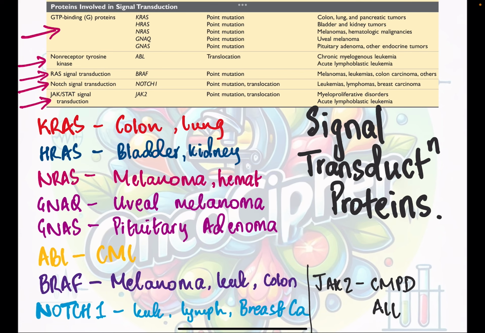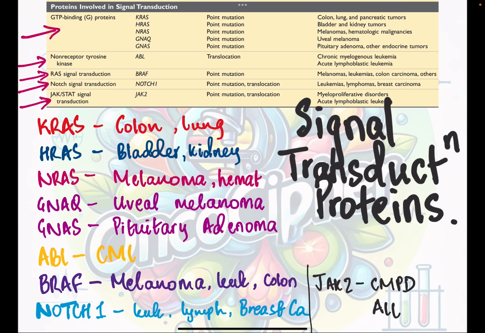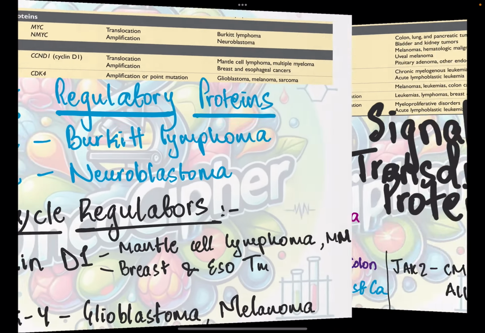The point mutation of BRAF causes melanoma, leukemia, and colon cancer. The point mutation or translocation of Notch1 proto-oncogene leads to leukemia, lymphoma, and breast cancer. And finally, the point mutation or translocation of JAK2 causes chronic myeloproliferative disorders and acute lymphoblastic leukemia. So these were the signal transduction proteins.